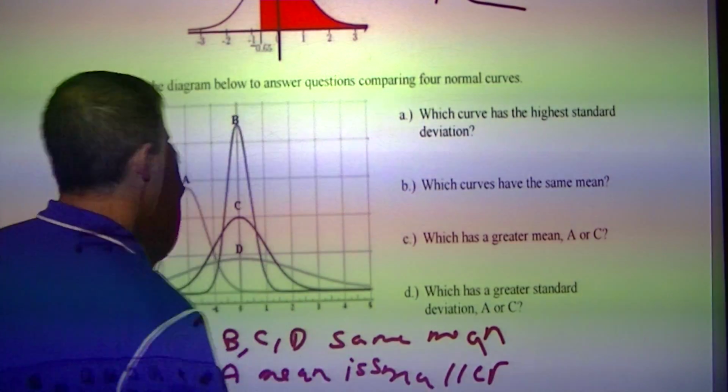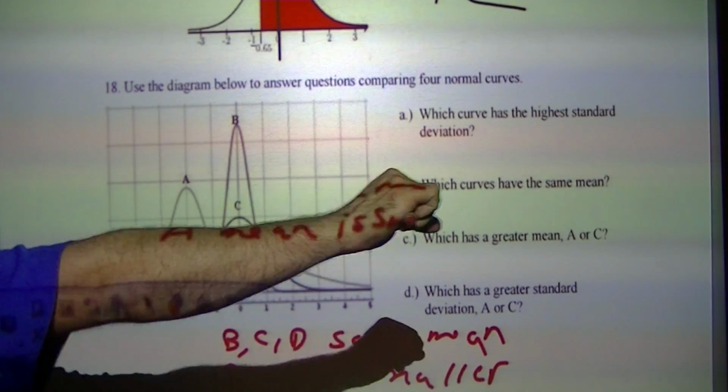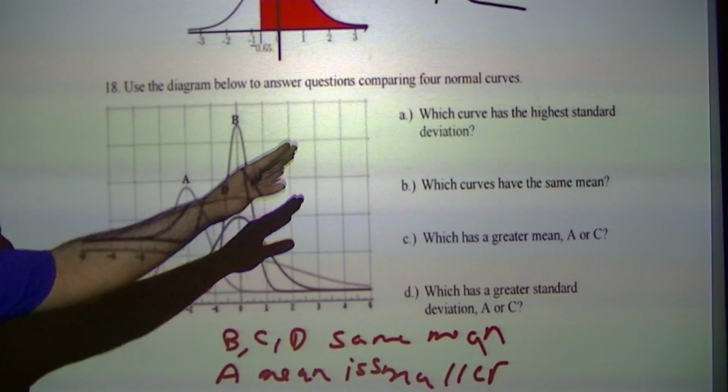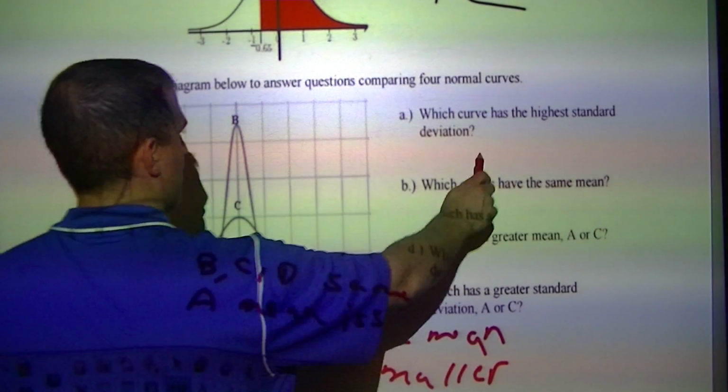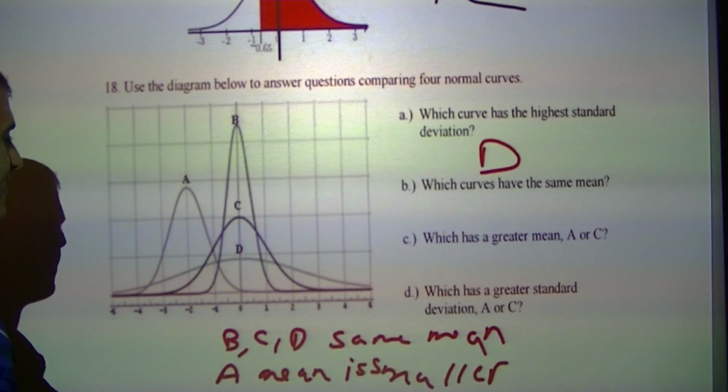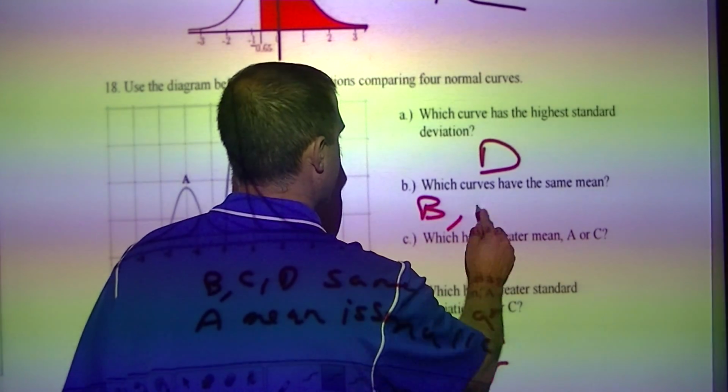Now, what's nice, the idea is the wider they are, the bigger the standard deviation. So which curve has the highest standard deviation? That's going to be the widest one, that's going to be D. Which curves have the same mean? We just discussed that, B, C, and D.